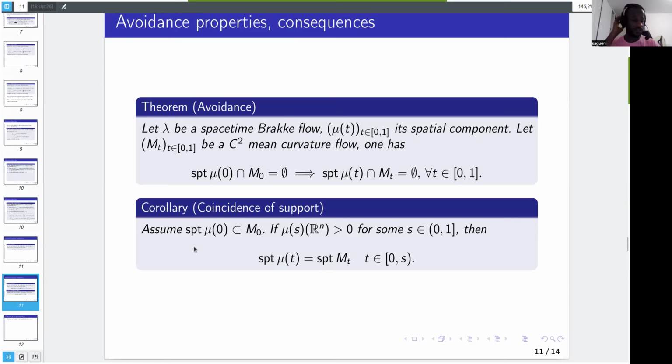Something important that we proved is that if you start with anything which is contained in a surface, its flow will be contained in the evolution of the surface. And this was proved by Brakke too, just with a slight adaptation to give the reasons for different measures.